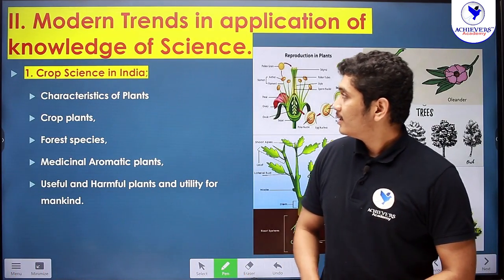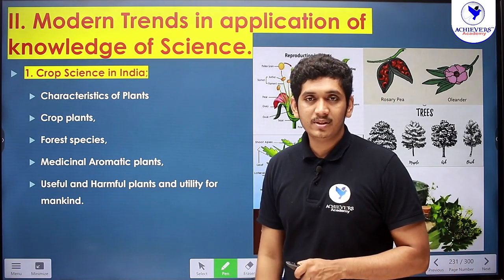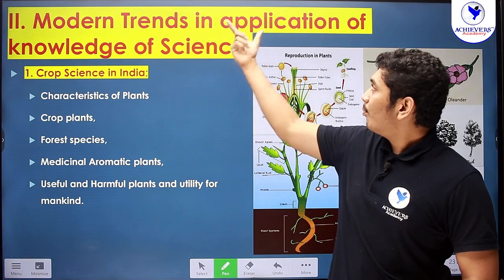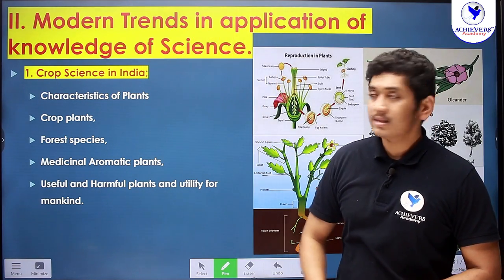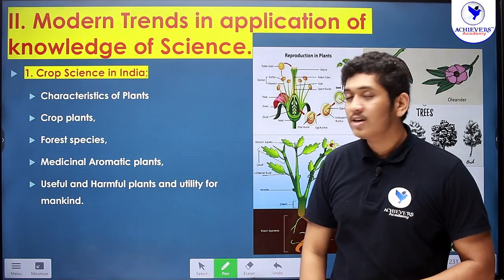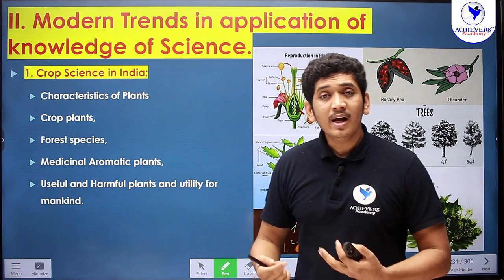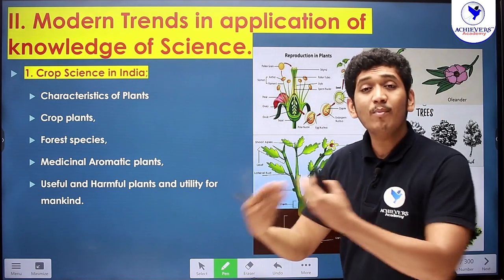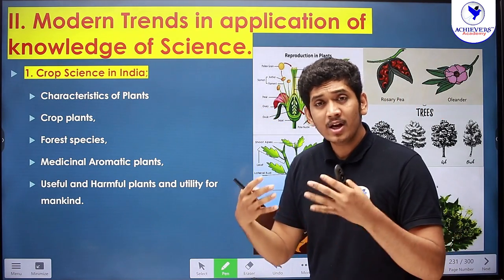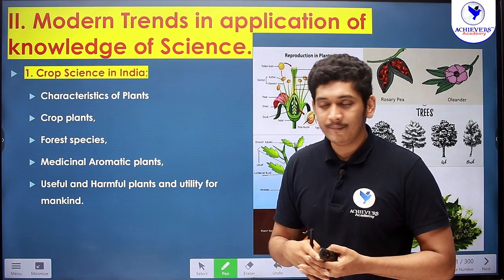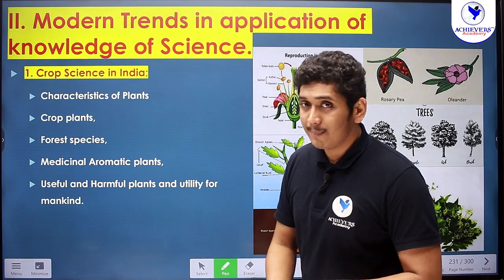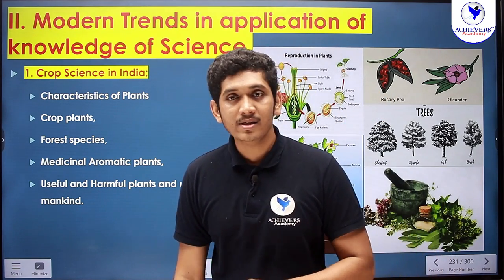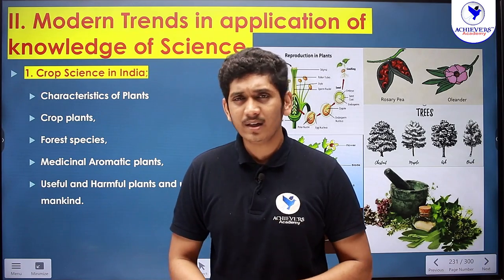So next is the second part of your syllabus. Here we enter the second part of your syllabus. That part is called modern trends in the application of knowledge of science and technology. See, this is a modern trend. In modern technology, what are the new sciences which are discovered? Here we will be learning about basically biotechnology, vaccinations and microbial diseases, which you see in the newspaper here and there on a daily basis.